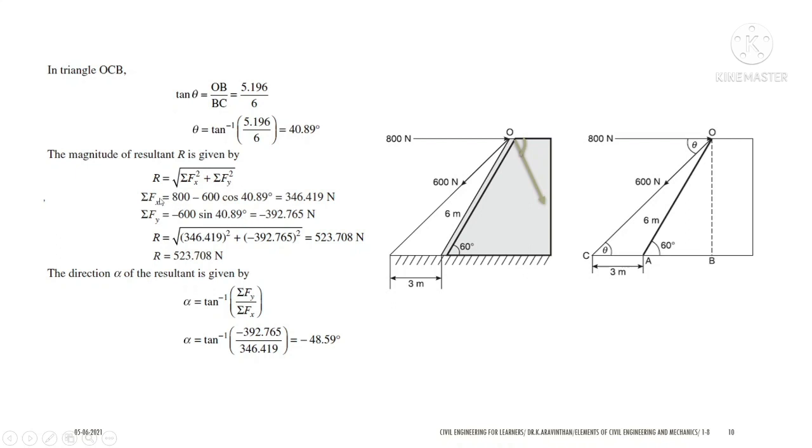So you will be getting sum of Fx and sum of Fy, and you can square this and add. After that, if you take the root, you will be getting 523.708 as the resultant. And finally, you can find the angle of the resultant force as Fy by Fx. So if I am substituting Fy by Fx, I am getting the angle as minus 48.59 degree. Now how to understand this?